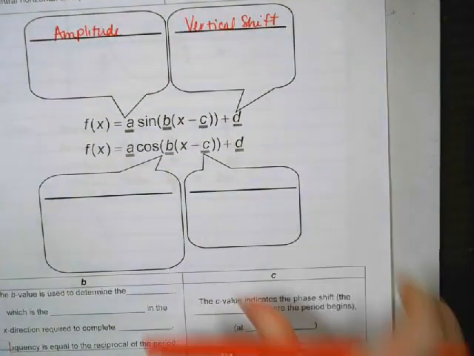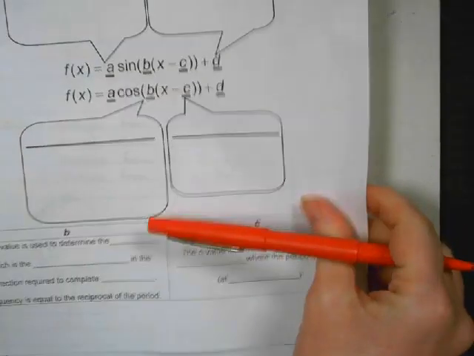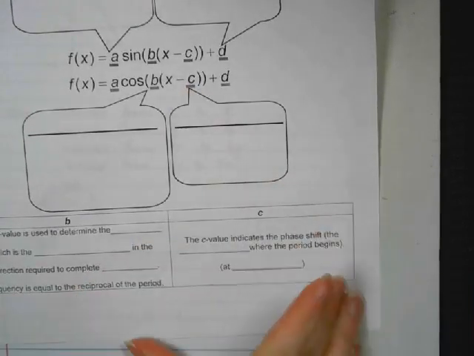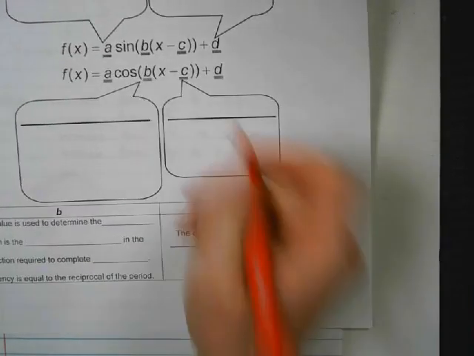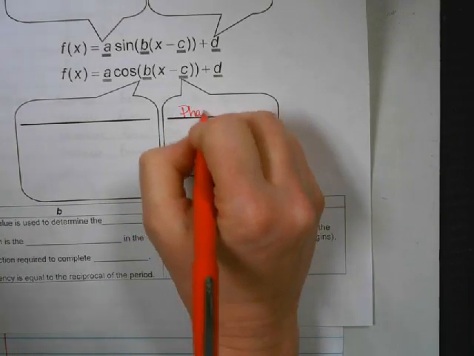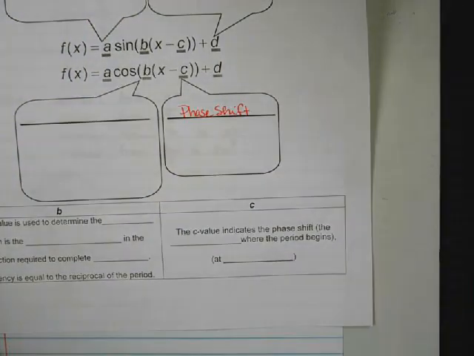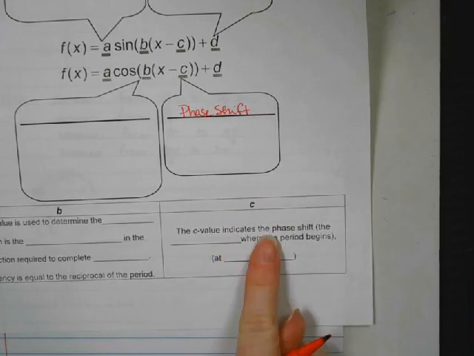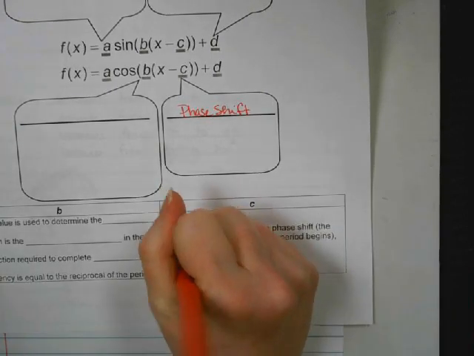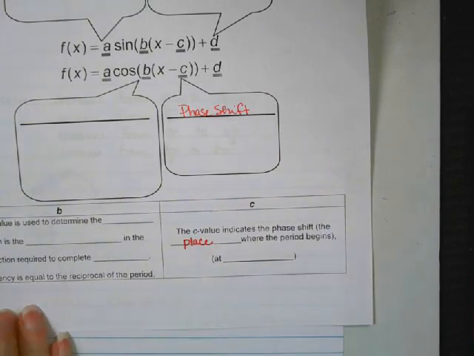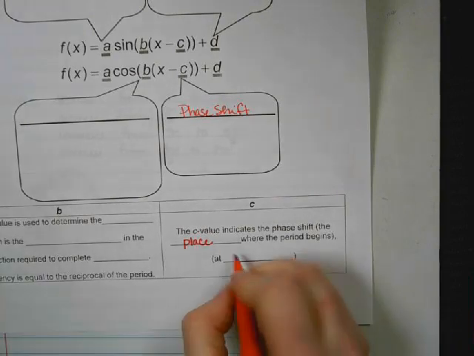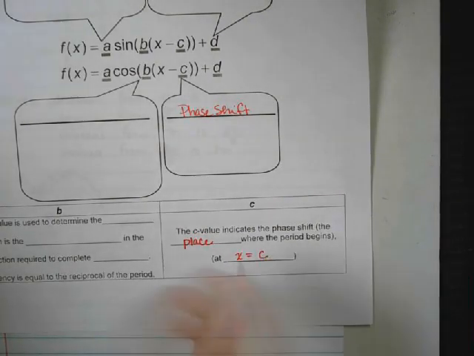Let's talk about C, because that one we know pretty well. What does C do? It's a horizontal shift. It also has a special name in trig. We call it a phase shift. Instead of just a horizontal shift, it's a phase shift. The C value indicates the phase shift. It's the place where the period begins. So on our sine wave, that was 0, 0. If we have a phase shift, it won't begin at 0, 0 anymore. It will have been shifted either right or left. That'll be at x equals c.